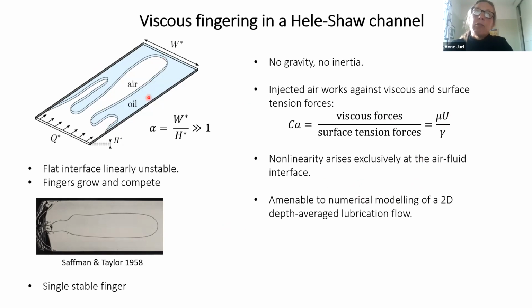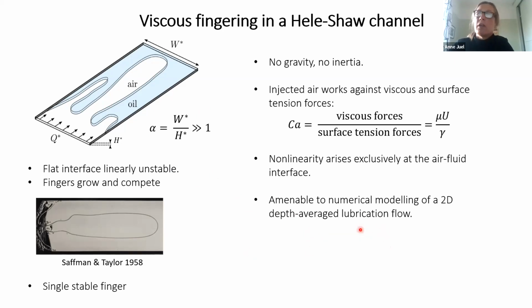And what makes the pattern formation so complex in this system, and makes this system so interesting as an example of a pattern forming system, is that the nonlinearity of the system doesn't sit in the oil. That's purely Stokes flow. All the nonlinearity arises exclusively at the air-fluid interface. And what's nice also is that the whole system is very amenable to numerical modeling of a 2D depth-averaged lubrication flow.